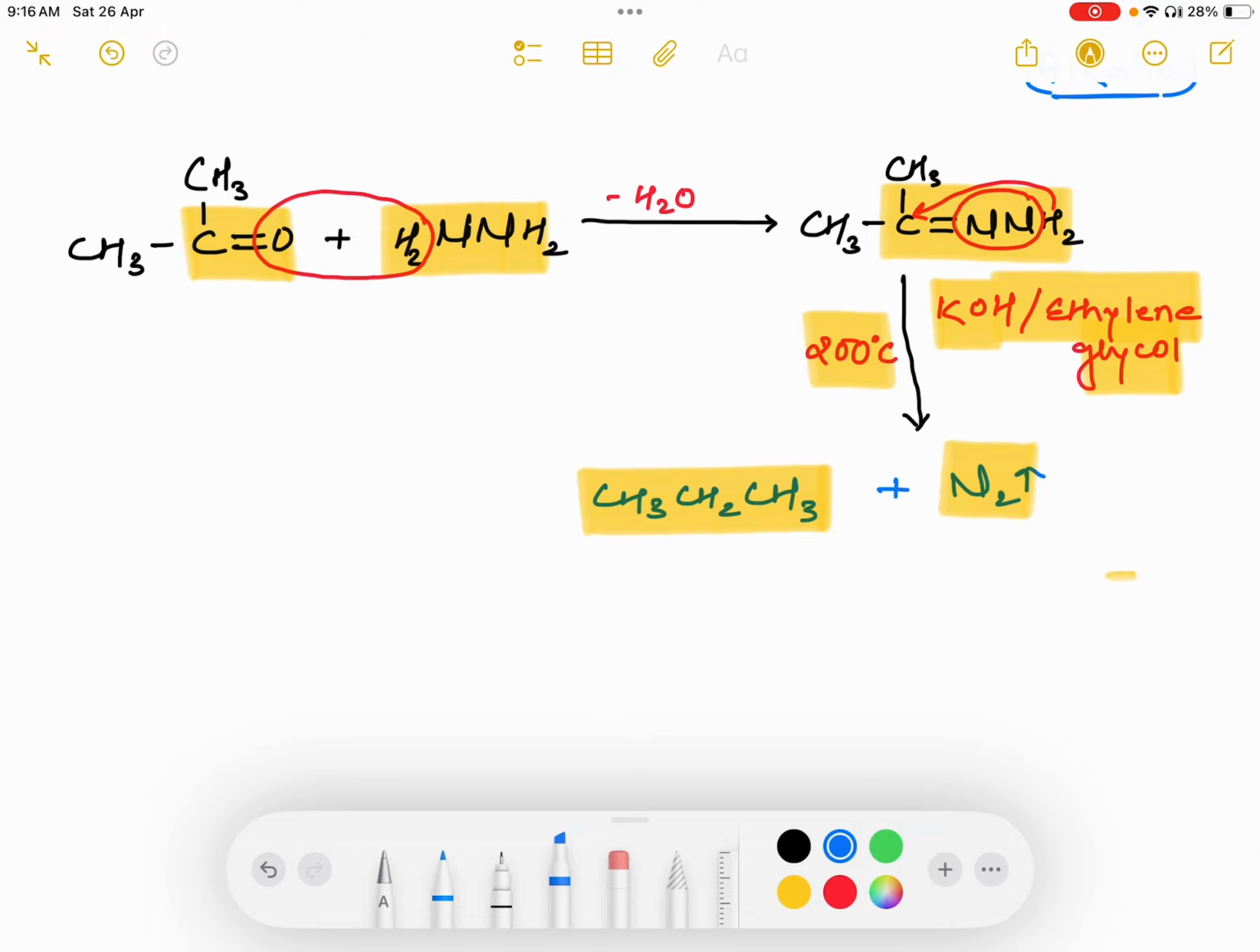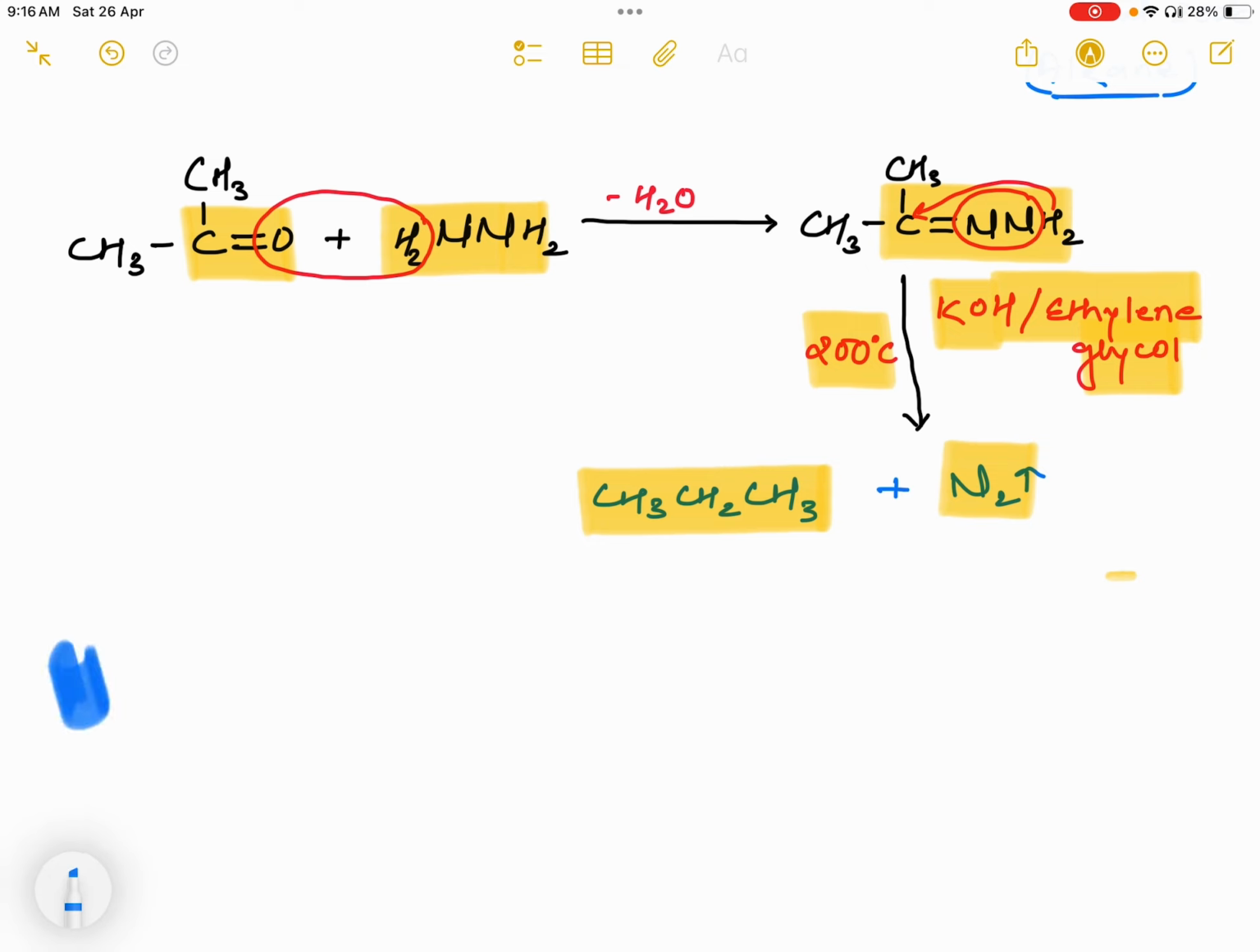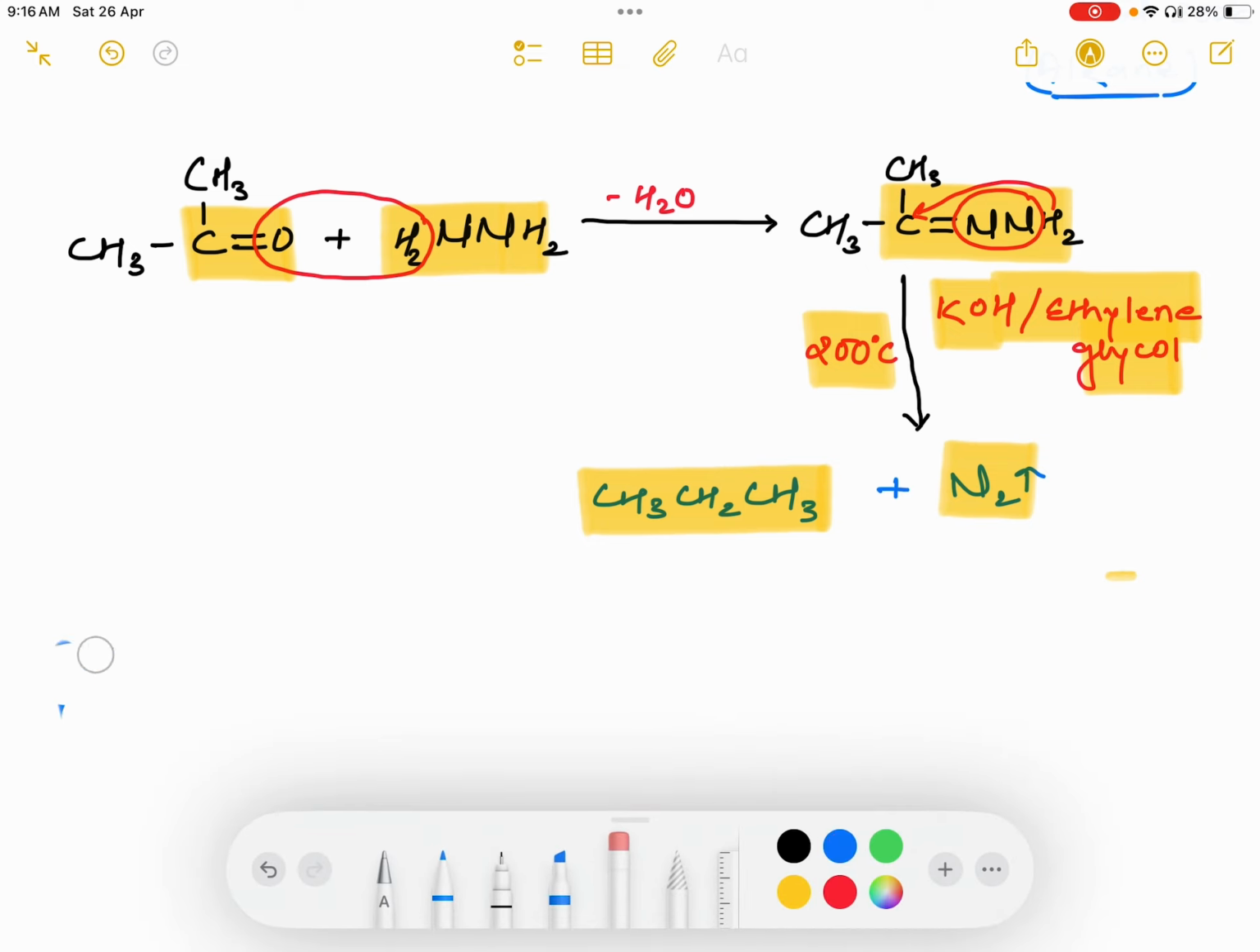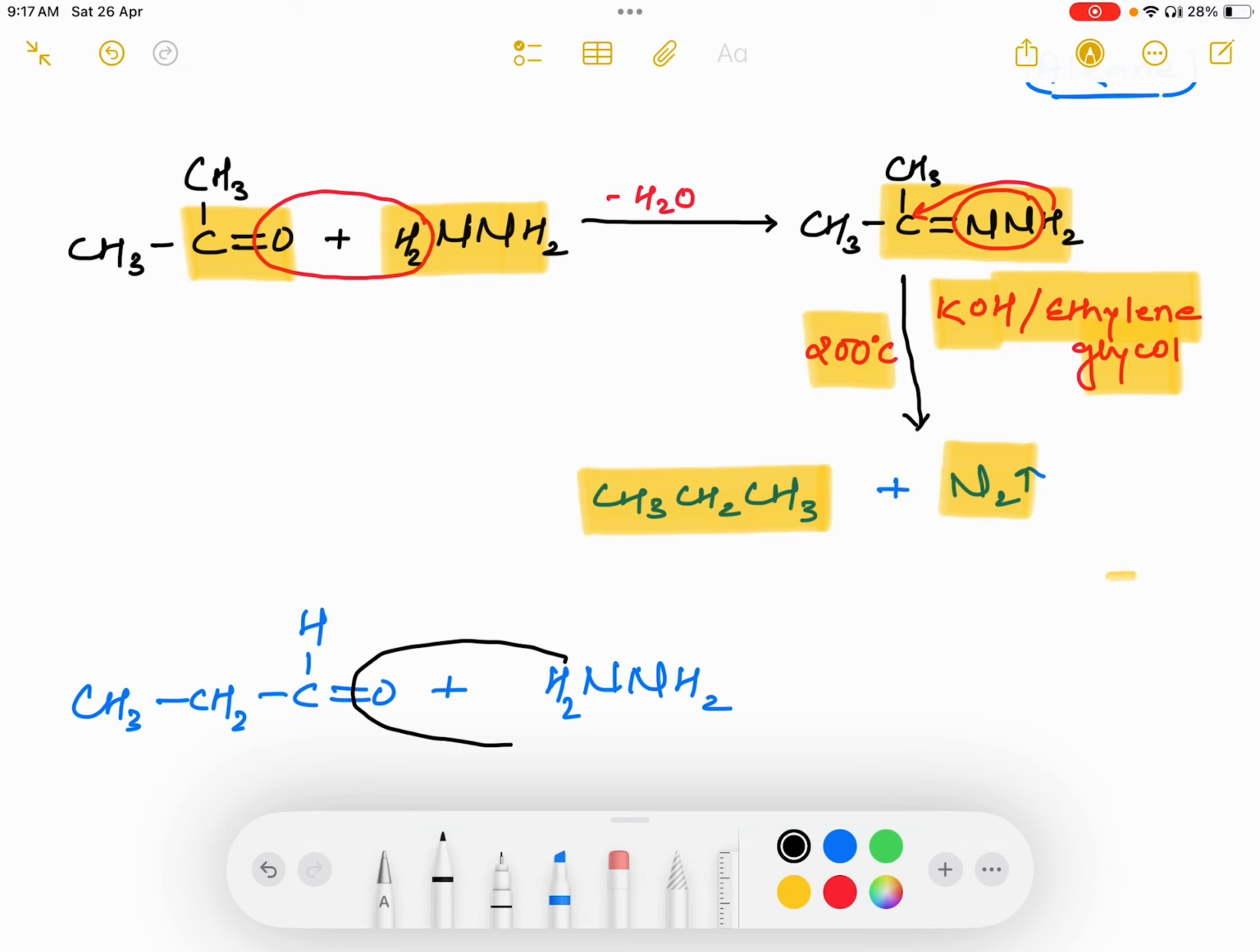Next, one more. Let me show you an aldehyde group. Sorry, there I have CH3, CH2, C double bond O H. Again I'm treating it with hydrazine, NH2 and H2. Again, we will have the same step. The H2 will be taken away by this O, and here you will have the liberation of H2O.